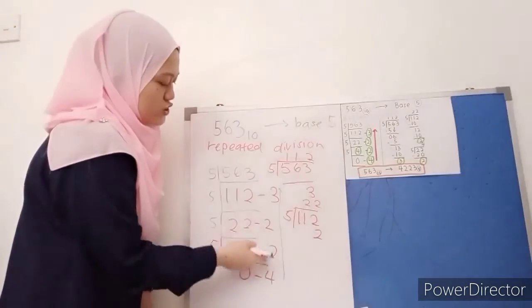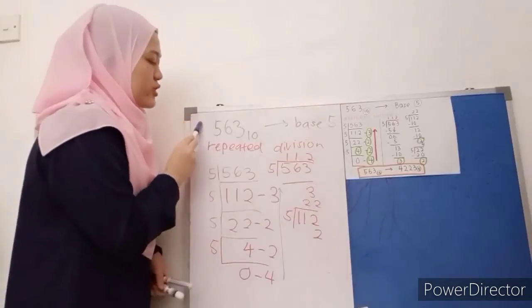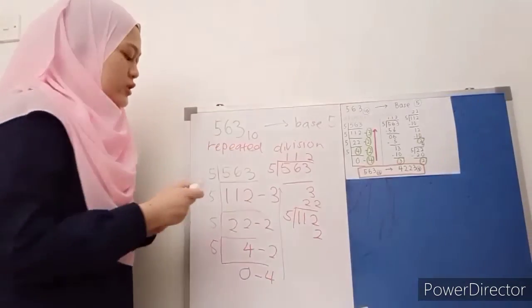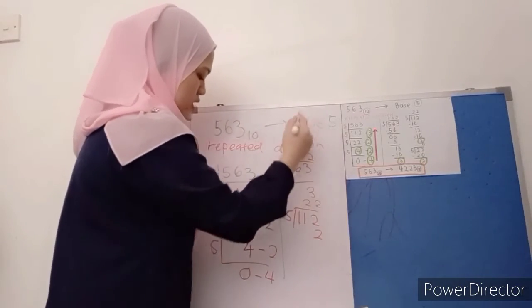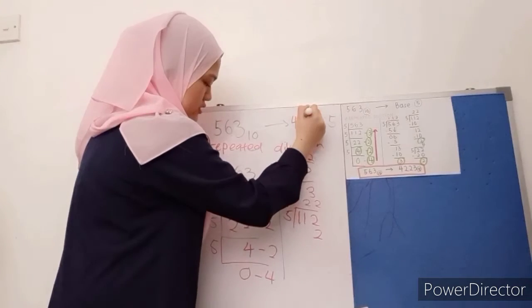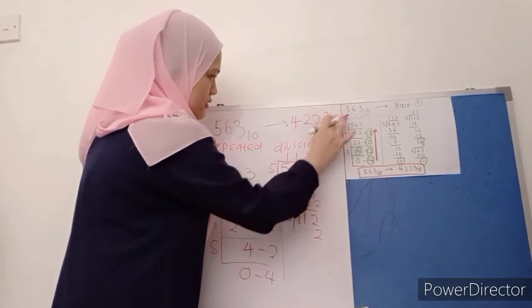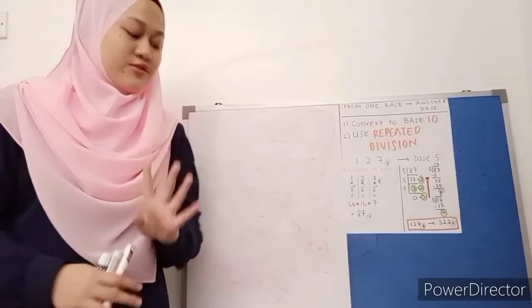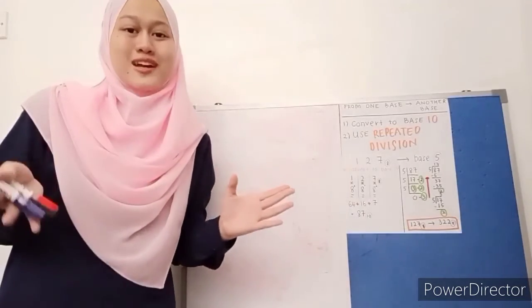So you will get 4223. So the answer for 563 base 10, when you convert it into base 5, is 4223 base 5.